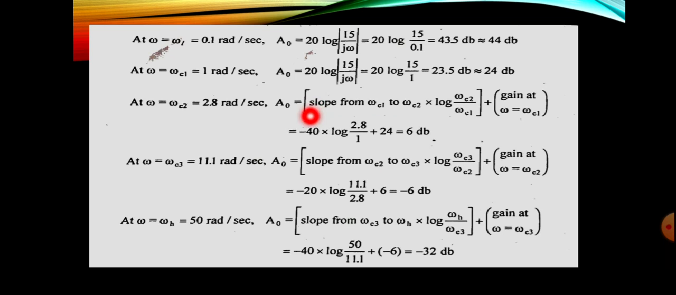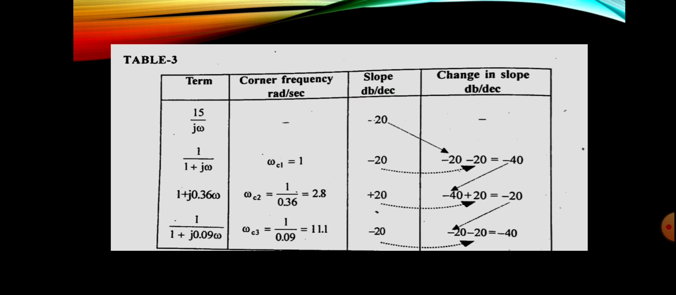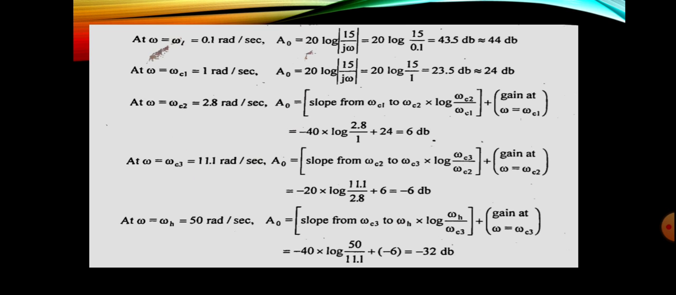You substitute minus 40 here. Next one is log omega c2 by omega c1. Omega c2 is 2.8, omega c1 is 1, plus the gain at omega equal to omega c1, that is 24. Next, for omega c3 you have to calculate the slope from omega c2 to omega c3, which is minus 20 dB. So you can substitute minus 20 here, and next the gain at omega equal to omega c2, obtained in the previous step, which is 6 dB. In a similar way you can make the substitution and you will get different magnitude values like this.